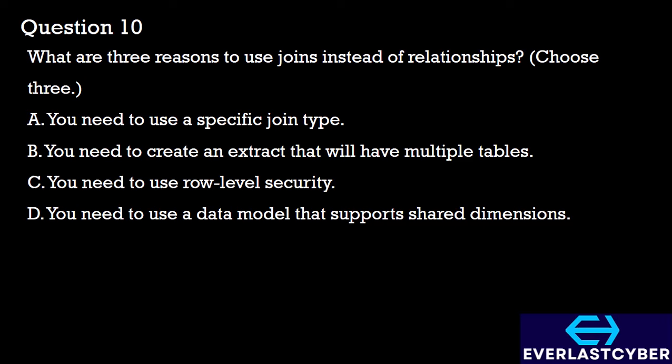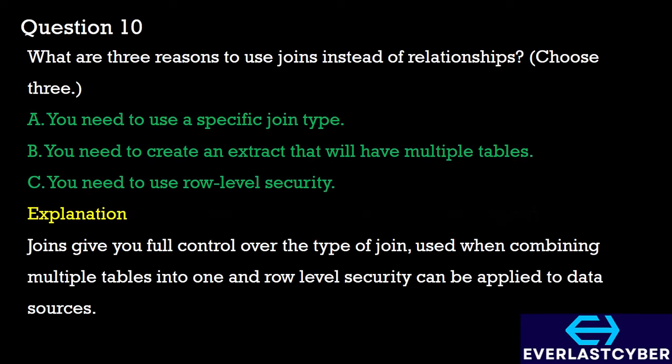In option D, shared dimensions are a key feature of relationships because they allow you to combine multiple tables without requiring them to be physically joined, thereby keeping the model more flexible and easier to manage. But if we take a look at the question, it's asking for the 3 reasons why joins are used instead of relationships. So looking at the options we've been presented with, the 3 reasons would be options A, B, and C. Joins give you full control over the type of join used when combining multiple tables into one, and row-level security can be applied to data sources.